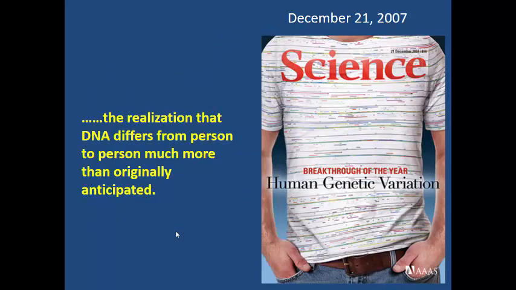So if you look to your spouse or your friend, your DNA sequences are actually 99.9% similar to each other. And so there's really only a 0.1% difference in DNA between individuals. It's actually a pretty big deal because it gives rise to over 1 million genetic differences between people. And back in 2000, this revelation of human genetic variation, or this breakthrough, got a lot of press in science, and it really was the realization that DNA differs from person to person much more than originally anticipated.